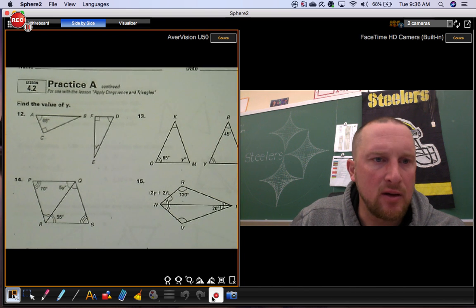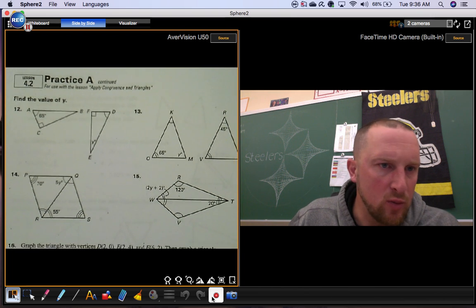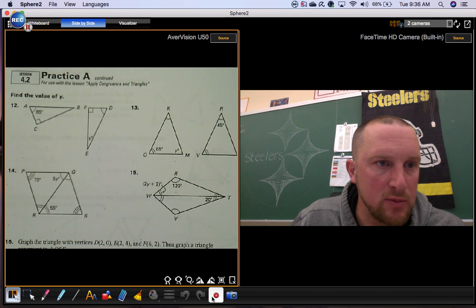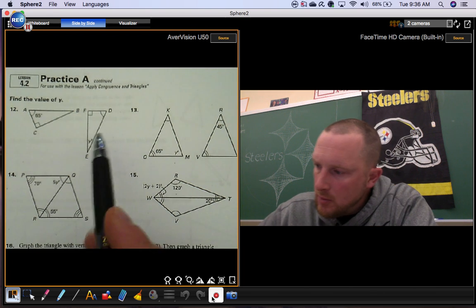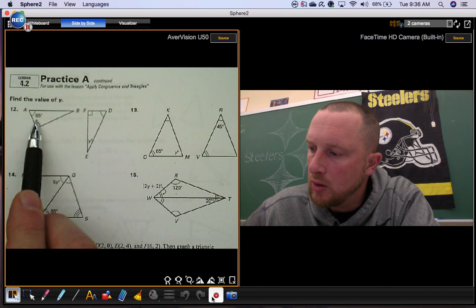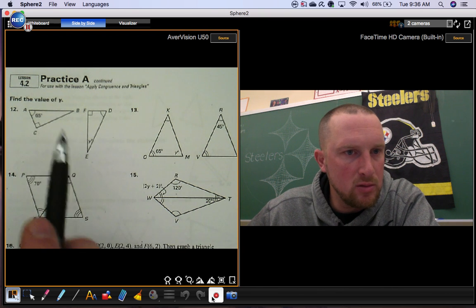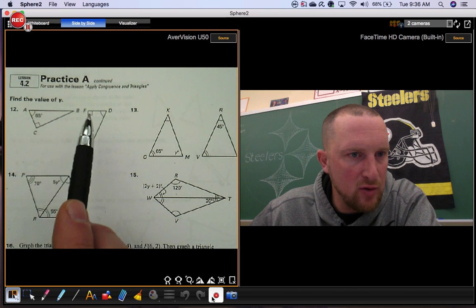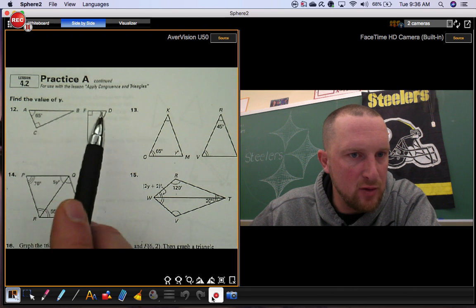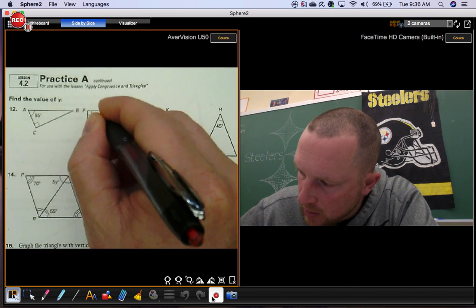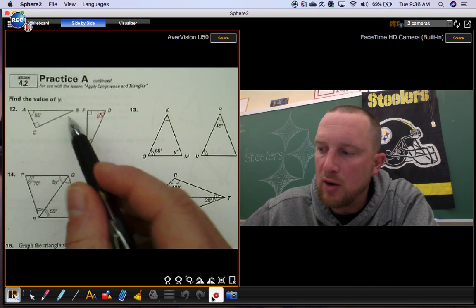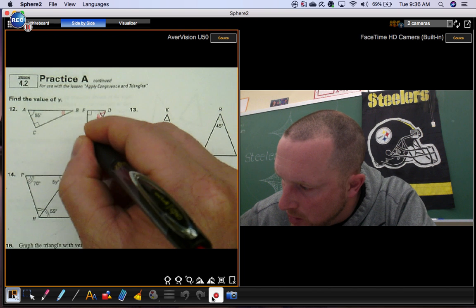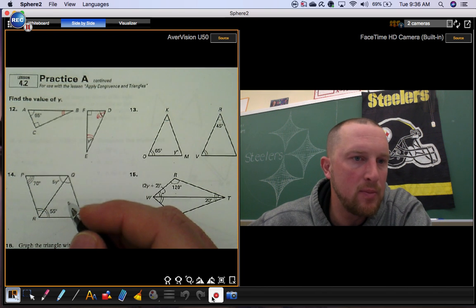This is the back of practice A for section 4.2. We're going to find the value of y in these first 4 problems. We have 2 triangles that may or may not be congruent, but the idea is we have a pair of congruent angles here and a pair of congruent angles here. These third pairs of angles are automatically congruent also. This is your third angles theorem.